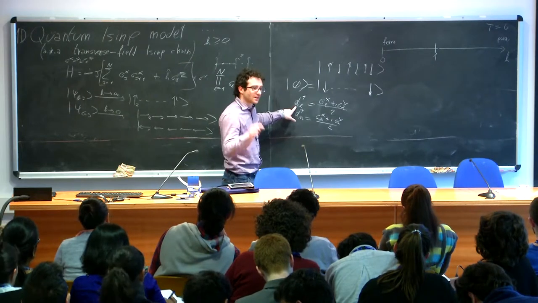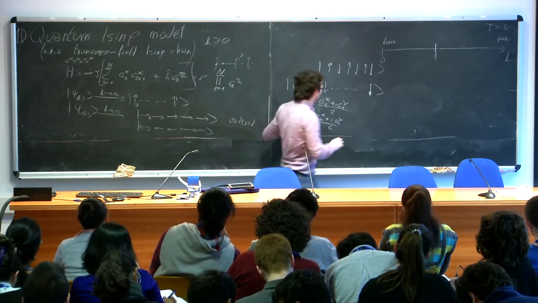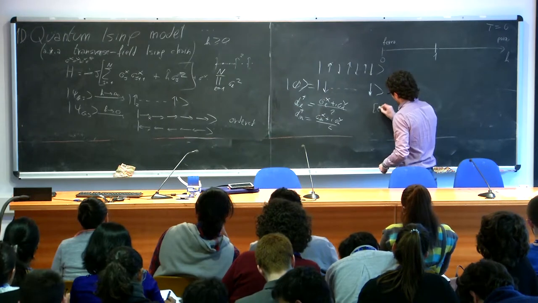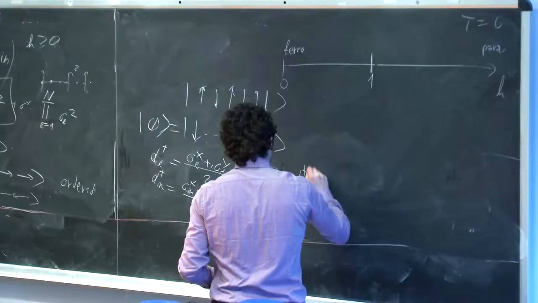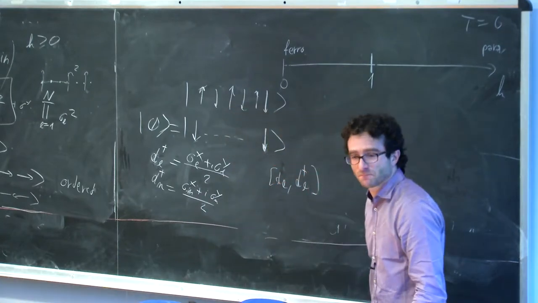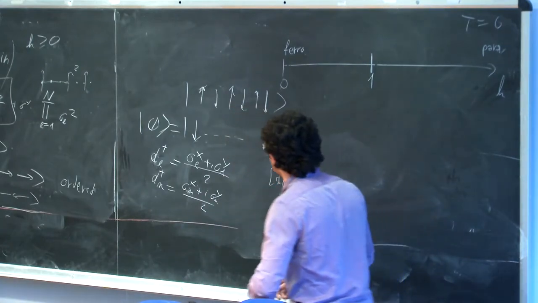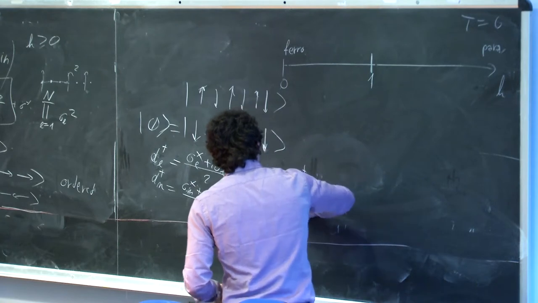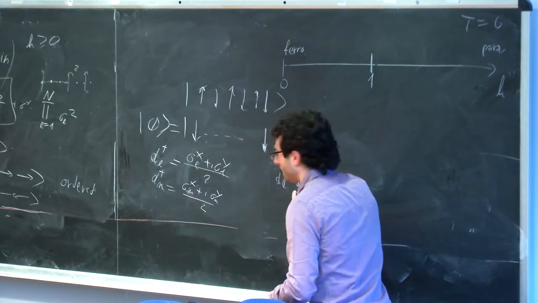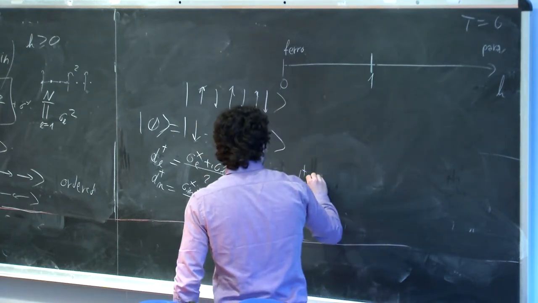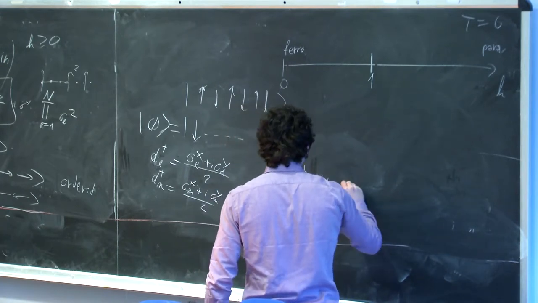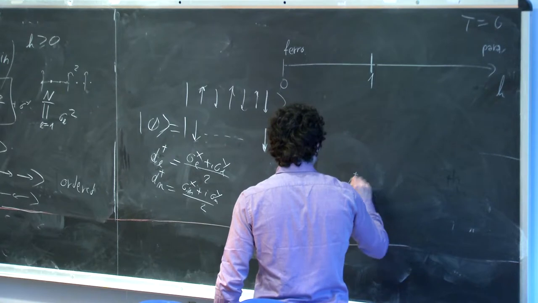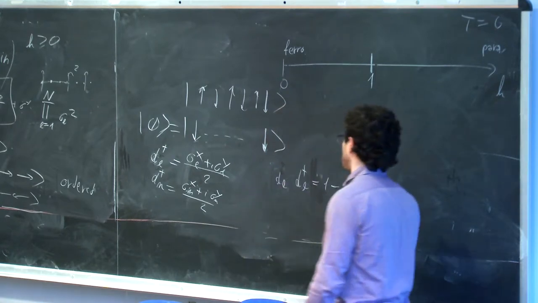But now, let's check the commutation relation of this form, dL and d dag L. If you consider the commutator, what happens? What we find is that if you apply dL and d dag L, this is equal to 1 minus d dag L dL.